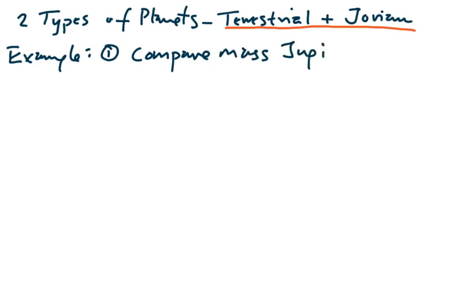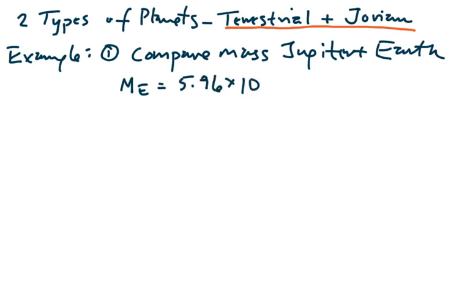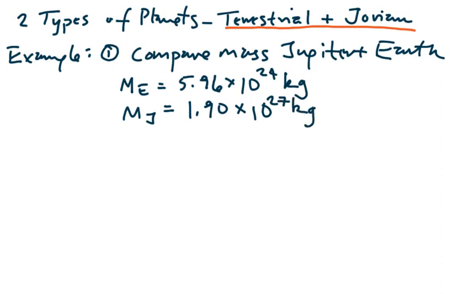of Jupiter and Earth. The mass is a key property that distinguishes these two types of planets. So the mass of Earth is equal to 5.96 times 10 to the 24 kilograms, and the mass of Jupiter is much larger, 1.90 times 10 to the 27 kilograms. And what we're interested in is understanding how many times more massive Jupiter is than the Earth.